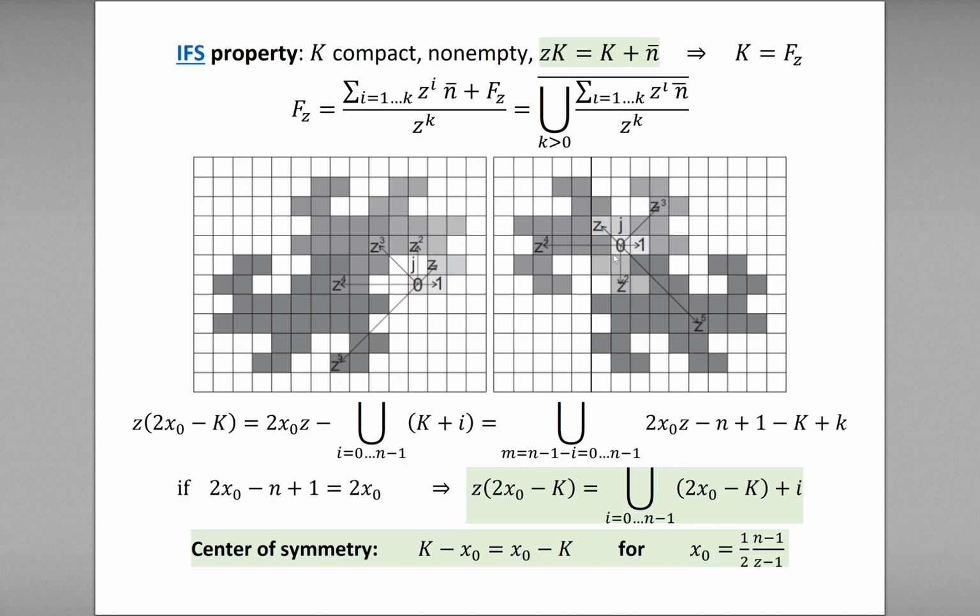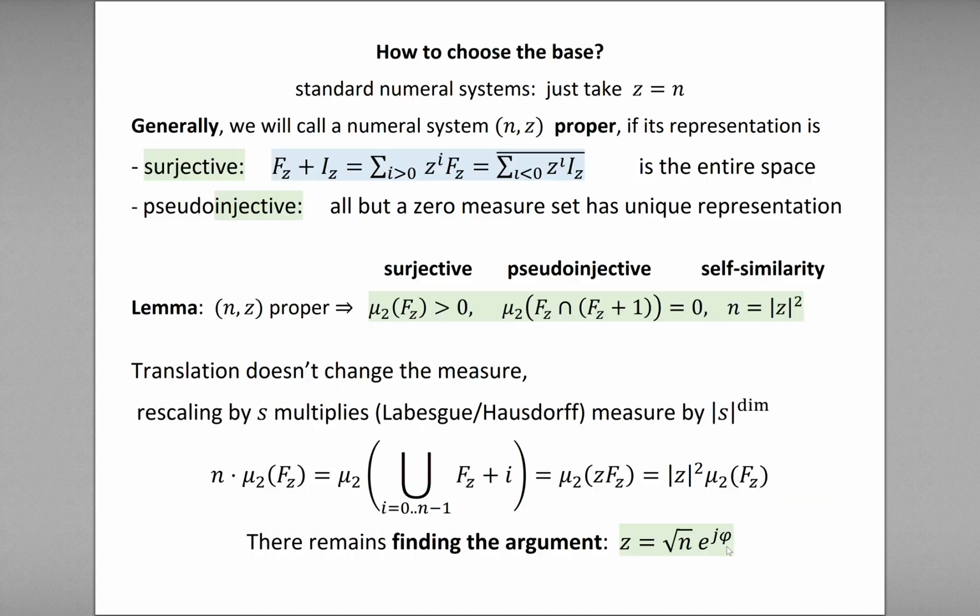So we have just found an analytical formula for the center of symmetry of this fractal. Okay, so there is this big question: how to choose the base, the Z. For standard numeral systems in 1D, we just take the base equal to n, the number of digits we are using. In 2 dimensions, it's more difficult.